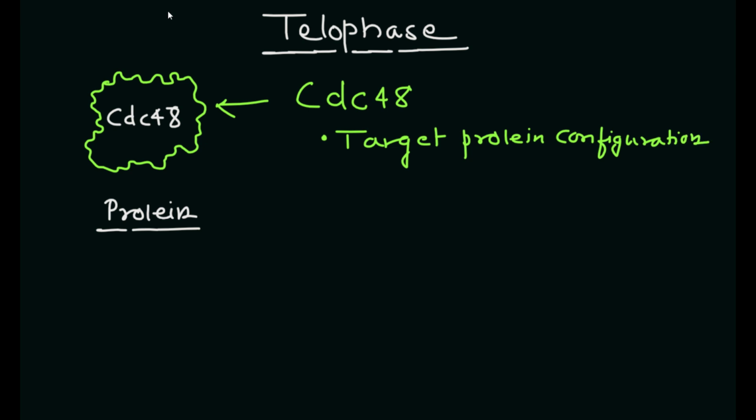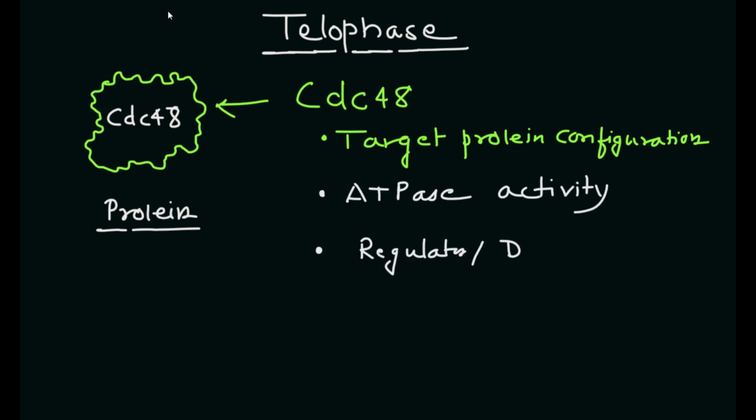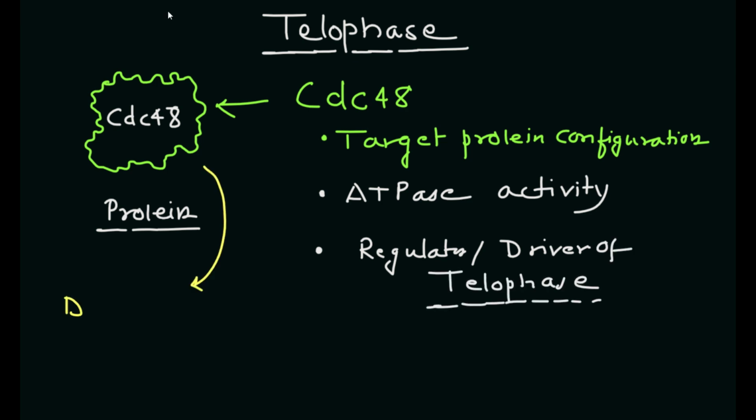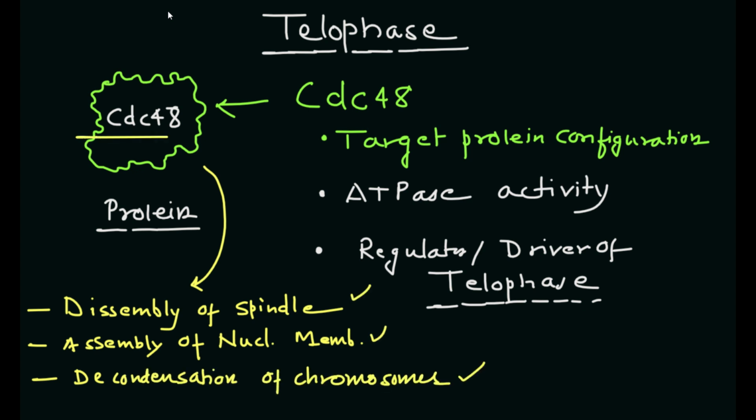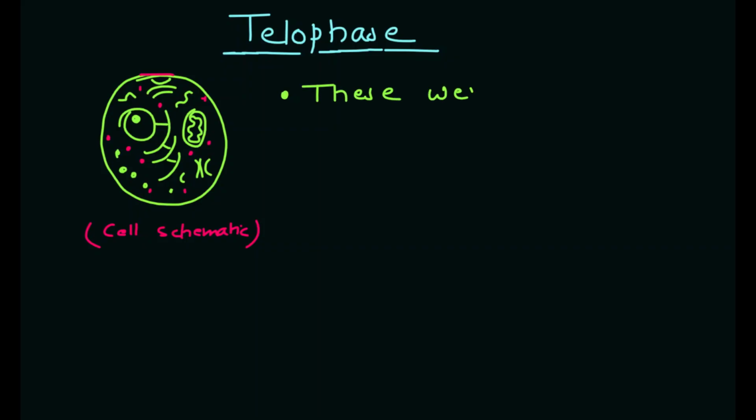CDC48 is a protein with the ability to alter target protein configuration through its ATPase activity. It is a crucial regulator and driver of telophase stage. It plays a critical role in the disassembly of the spindle, assembly of the nuclear envelope, and the decondensation of the chromosomes. Alright, these were some of the key points of telophase.